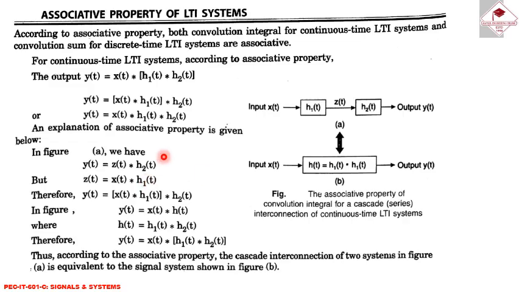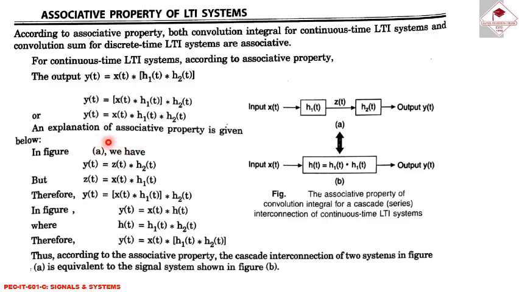Next is the associative property for LTI system. According to the associative property, both the convolution integral for continuous time LTI systems and the convolution sum for discrete time LTI systems are associative. For a continuous time LTI system, according to the associative property, the output y(t) is equal to x(t) convolution of h1(t) convolution of h2(t).